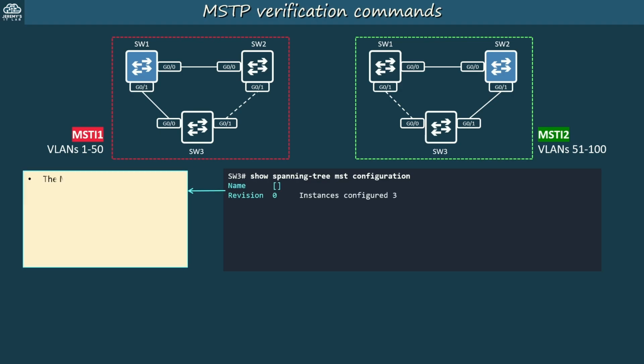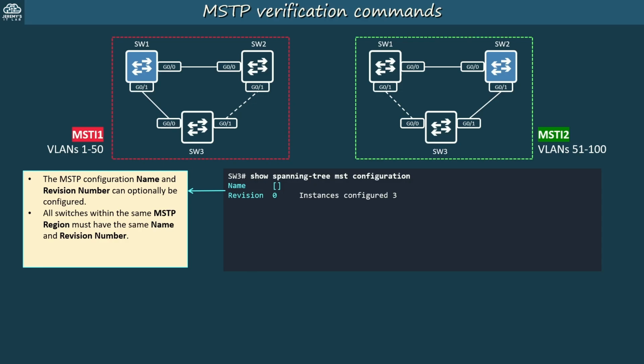For example, the MST configuration name and revision number, which can optionally be configured. We didn't configure them in this case, because this example doesn't require them. But all switches within the same MSTP region must have the same name and revision number. Basically, an MSTP region is a group of switches that share the same MSTP configurations. As I said previously, we will cover MSTP regions in the next lecture video. They are a more advanced topic.